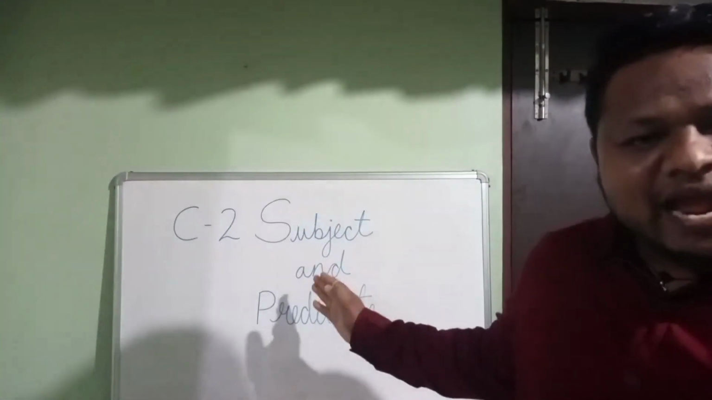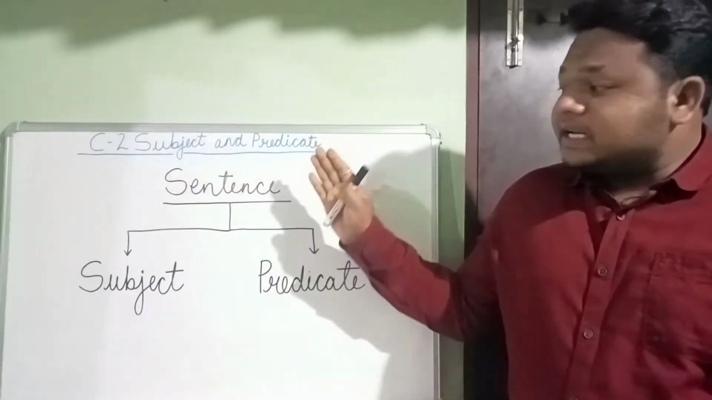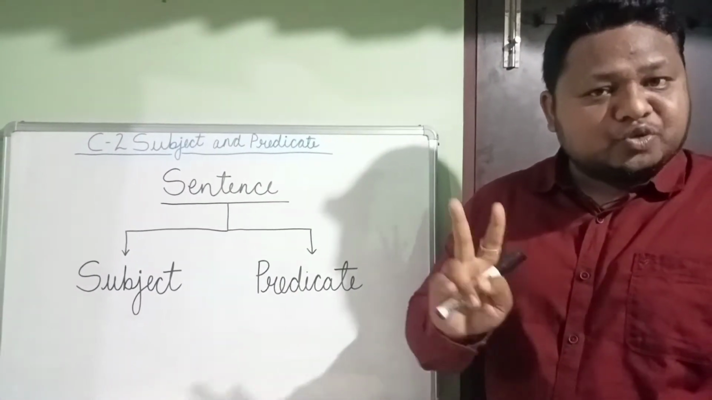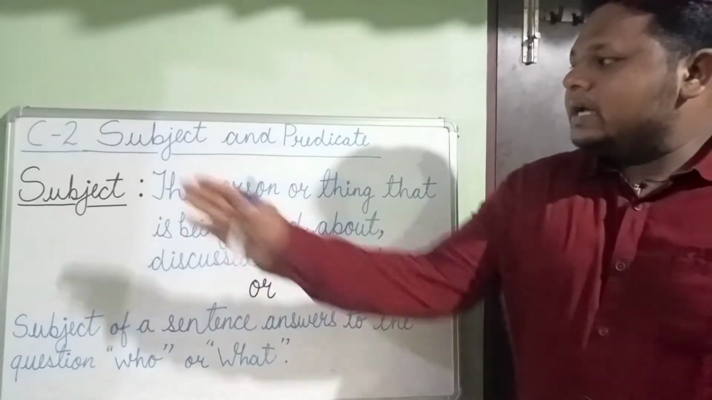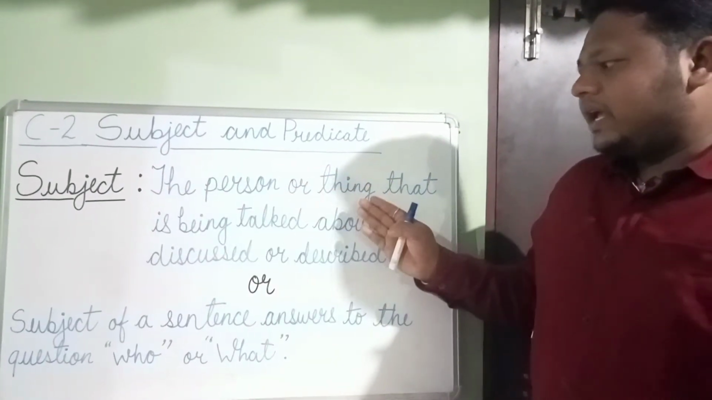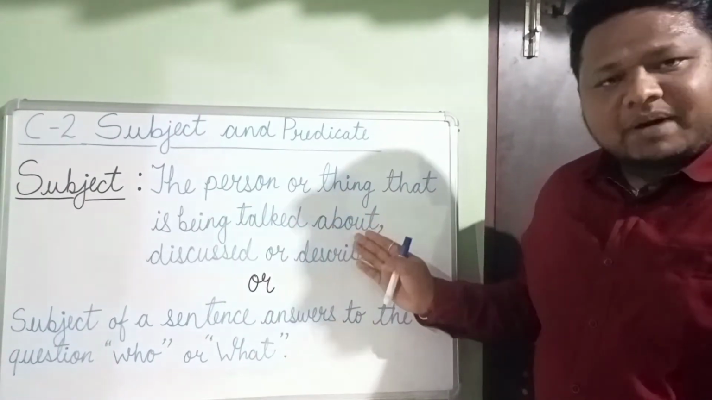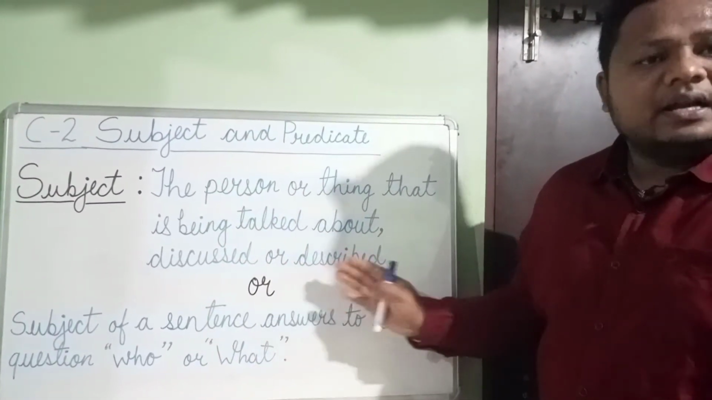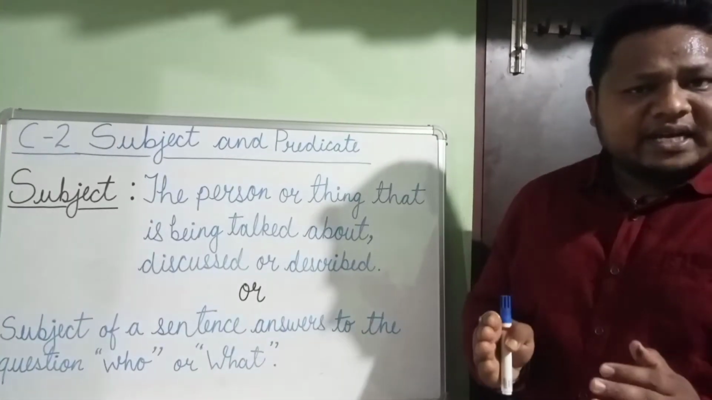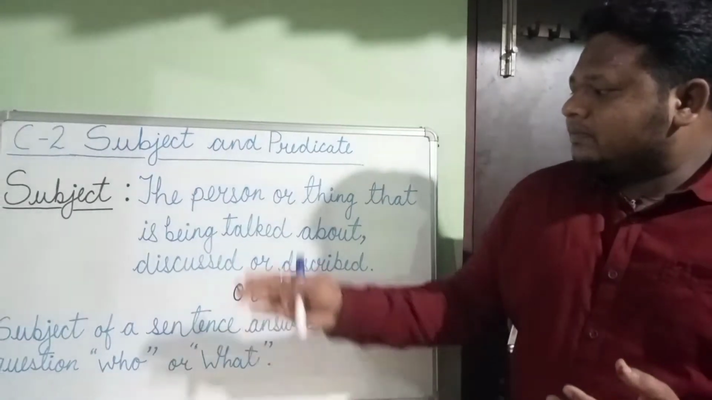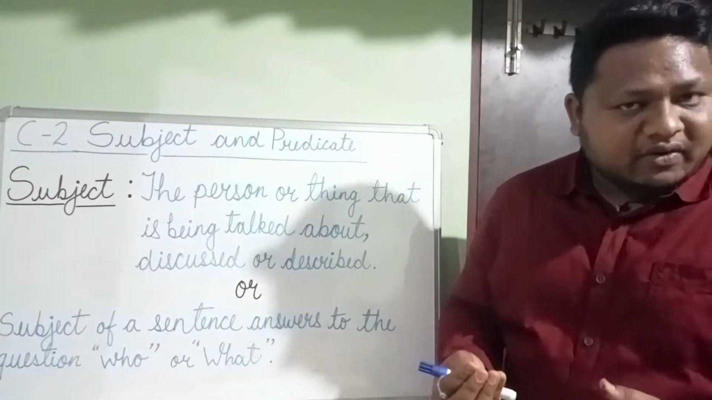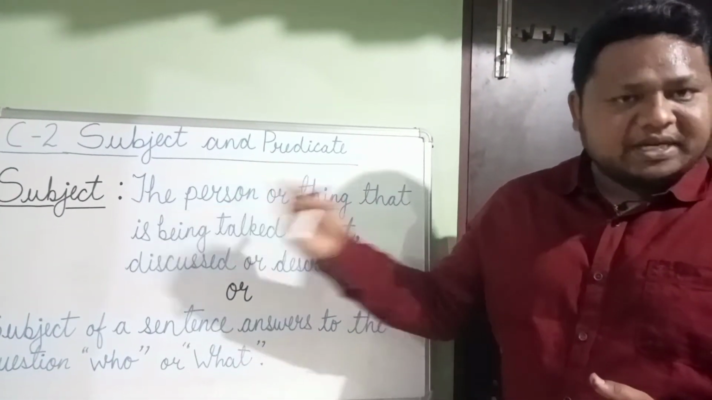Today we will do chapter 2 of your grammar book, that is subject and predicate. A sentence can be divided into two parts, subject and predicate. Subject: the person or thing that is being talked about, discussed, or described. So, in a sentence, a person or thing about which we talk, discuss, or describe is called a subject.